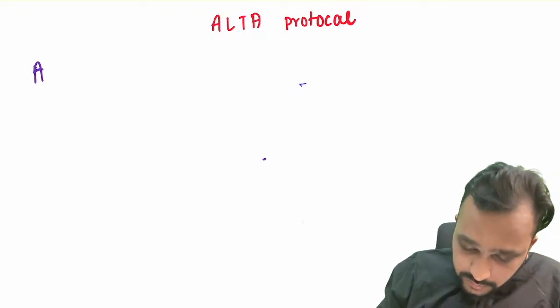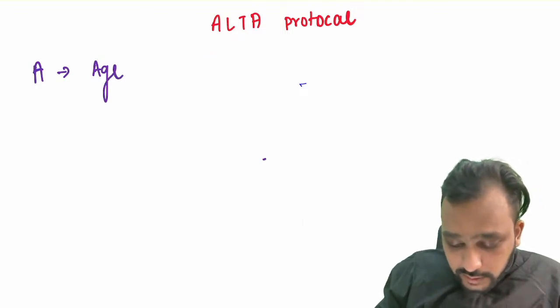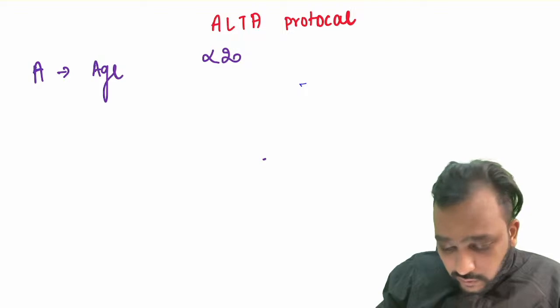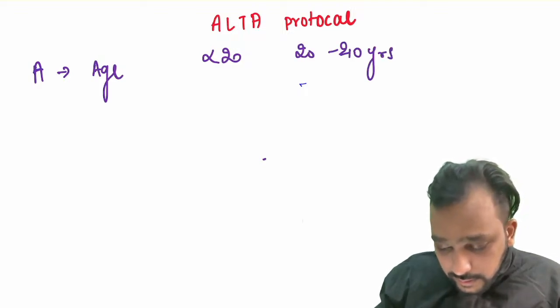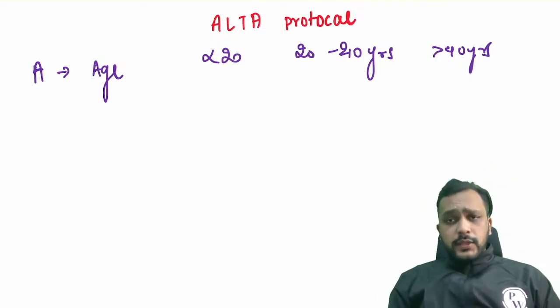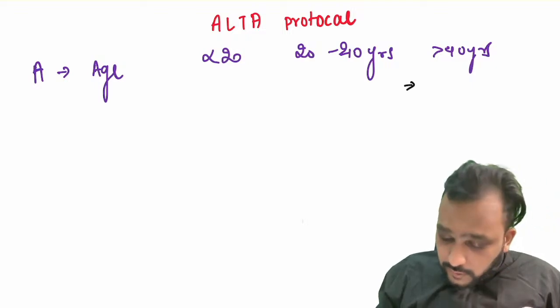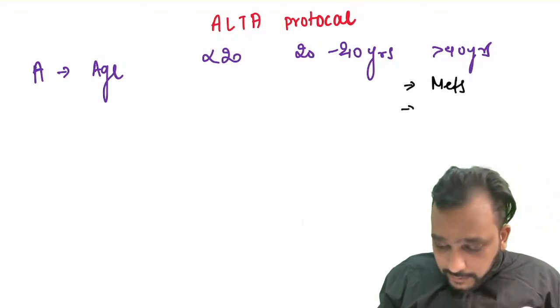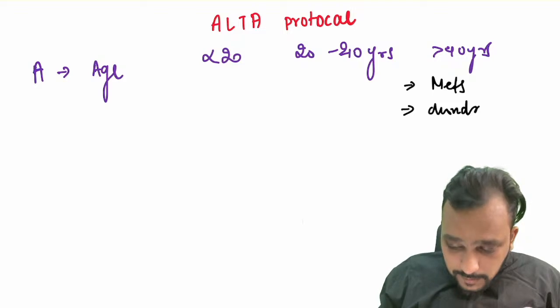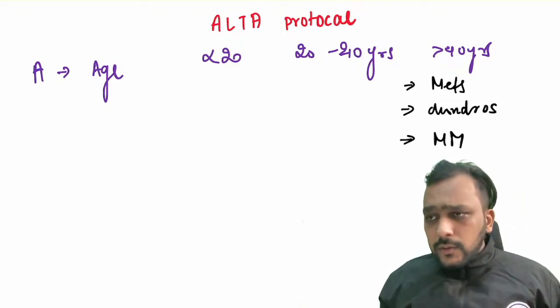There are a few tumors which can be grouped according to age. A few tumors are common in less than 20 years of age, a few are common between 20 to 40 years of age, and a few are common in more than 40 years of age. The tumors common in more than 40 years of age are metastasis, chondrosarcoma, and multiple myeloma.